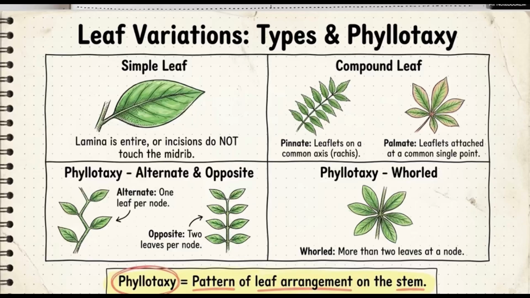Yeah. And whorled, where more than 2 leaves circle a single node like a collar. But here's the thing I kept thinking about. Why does the plant care? Why does the pattern matter? Why go through the trouble of coding a specific mathematical pattern for leaf placement?